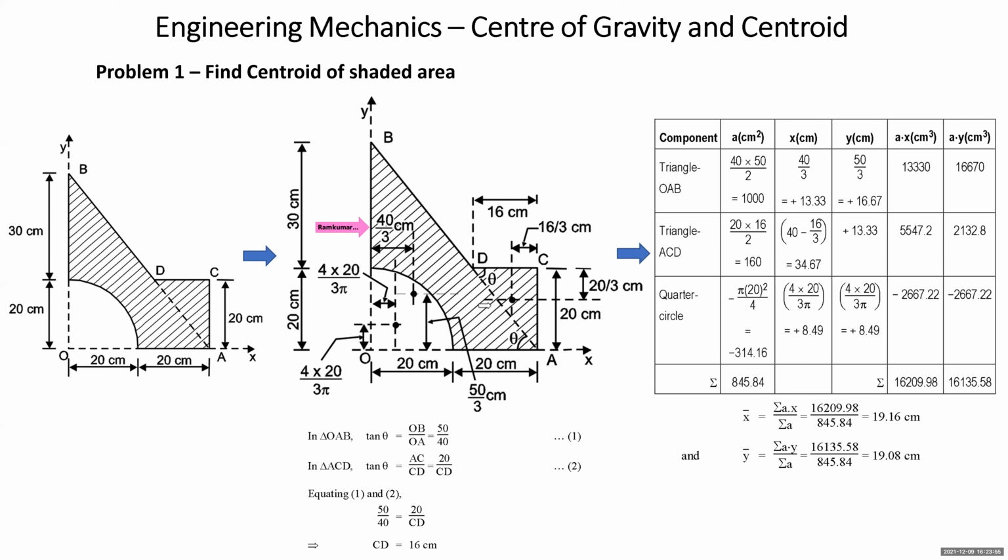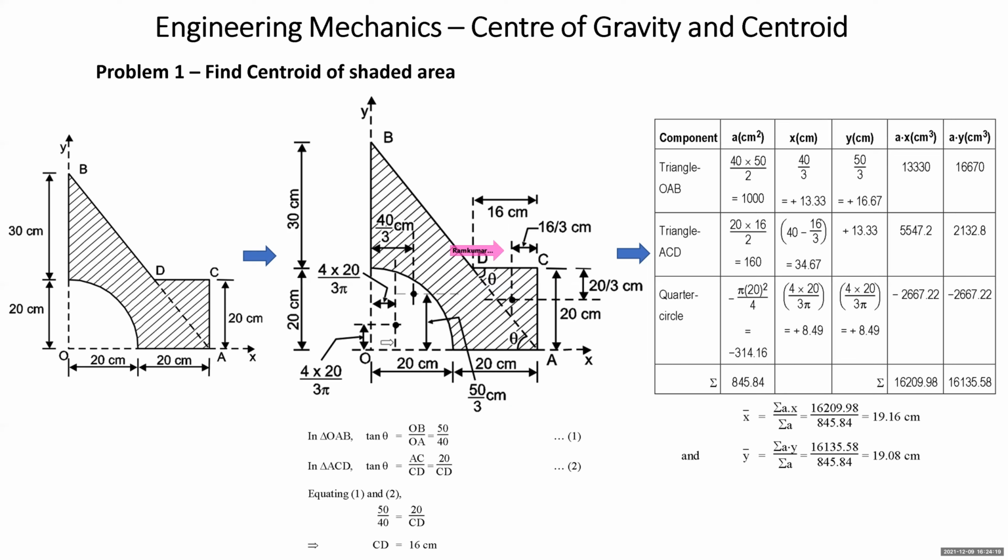All right. Now you come to this triangle ACD. In this triangle ACD, this is base 16, height is 20. So centroid will be at 1/3 of its height, that is 20 by 3. Then we come to this base. This base is AC, height is 16. So centroid will be at 16 by 3. So this is one. Now come to this quarter circle.